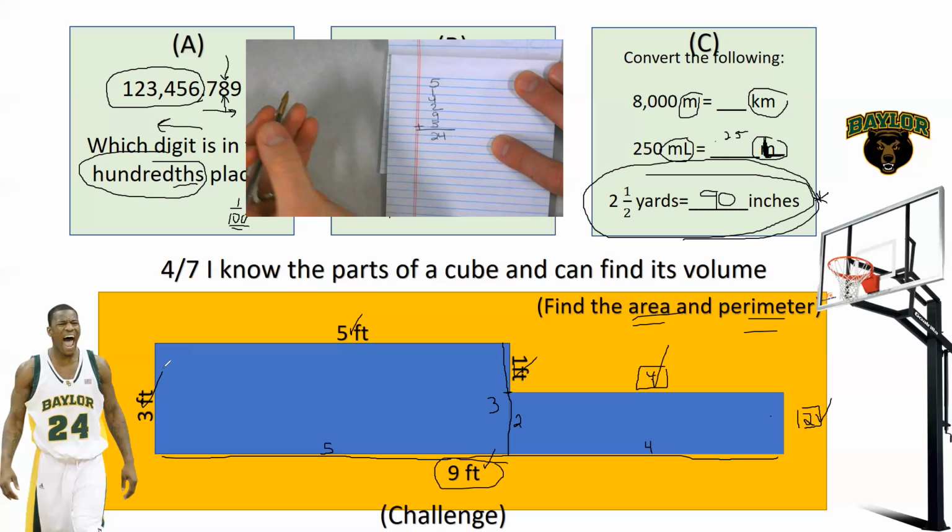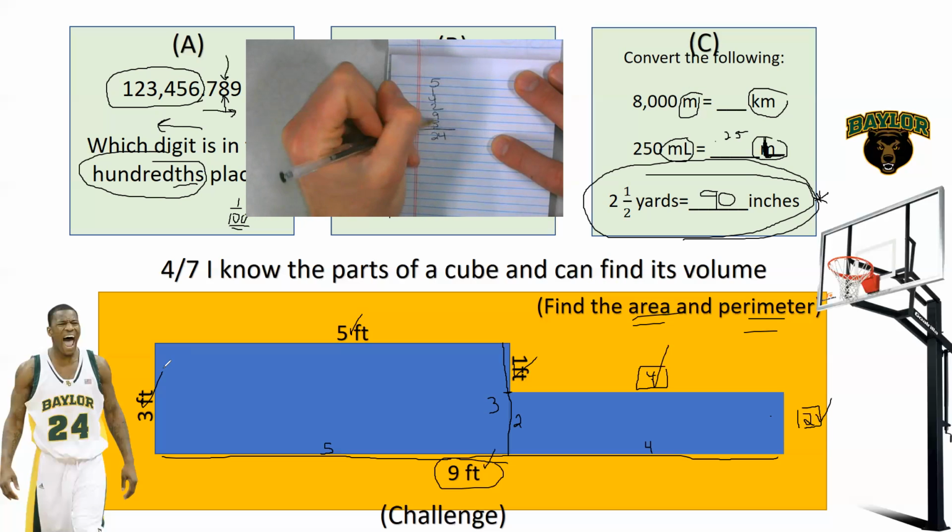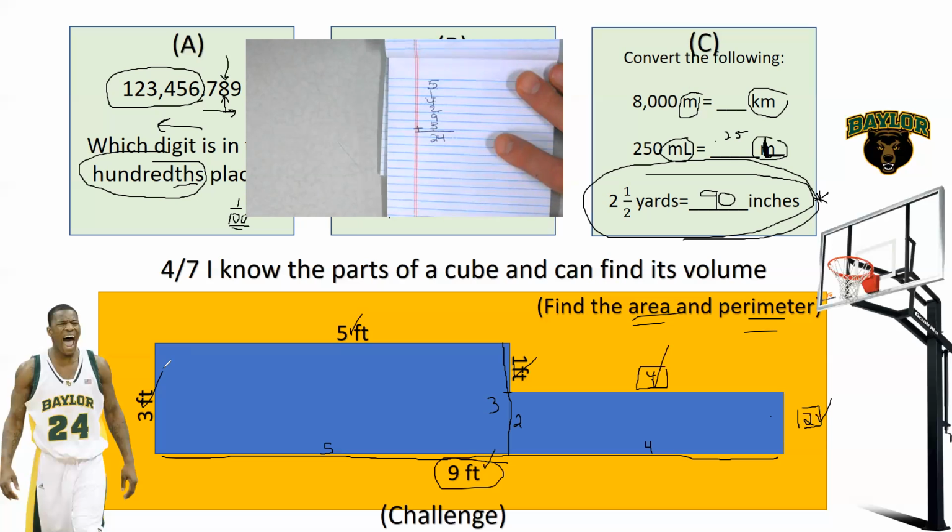Let me double check my math. 9, 10, 11, 12, 13, 14, 15, 16, 17, 18, 19, 20, 21, 22, 23, 24. Perfect. So the perimeter is 24 feet.